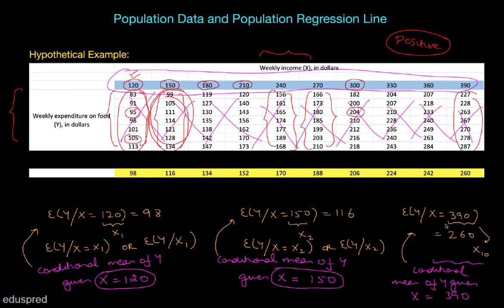Out of these two variables, one is going to be the dependent variable and the other is going to be the independent variable. Which variable is dependent and which is independent depends on economic theory, so you will have to use your economic theory or plain logic to judge that. In this particular example, weekly expenditure on food is the dependent variable and weekly income is the independent variable.